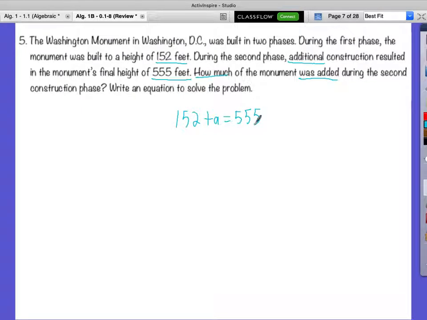That's exactly right. If 152 was there during the first phase, so we start with 152, we had an additional amount, so adding an unknown amount, because we're saying how much was added during the second phase, that unknown amount is equal to the total height of 555. Okay, yes, Gracie. Good. I want everyone to go ahead and actually solve it real quick, though.